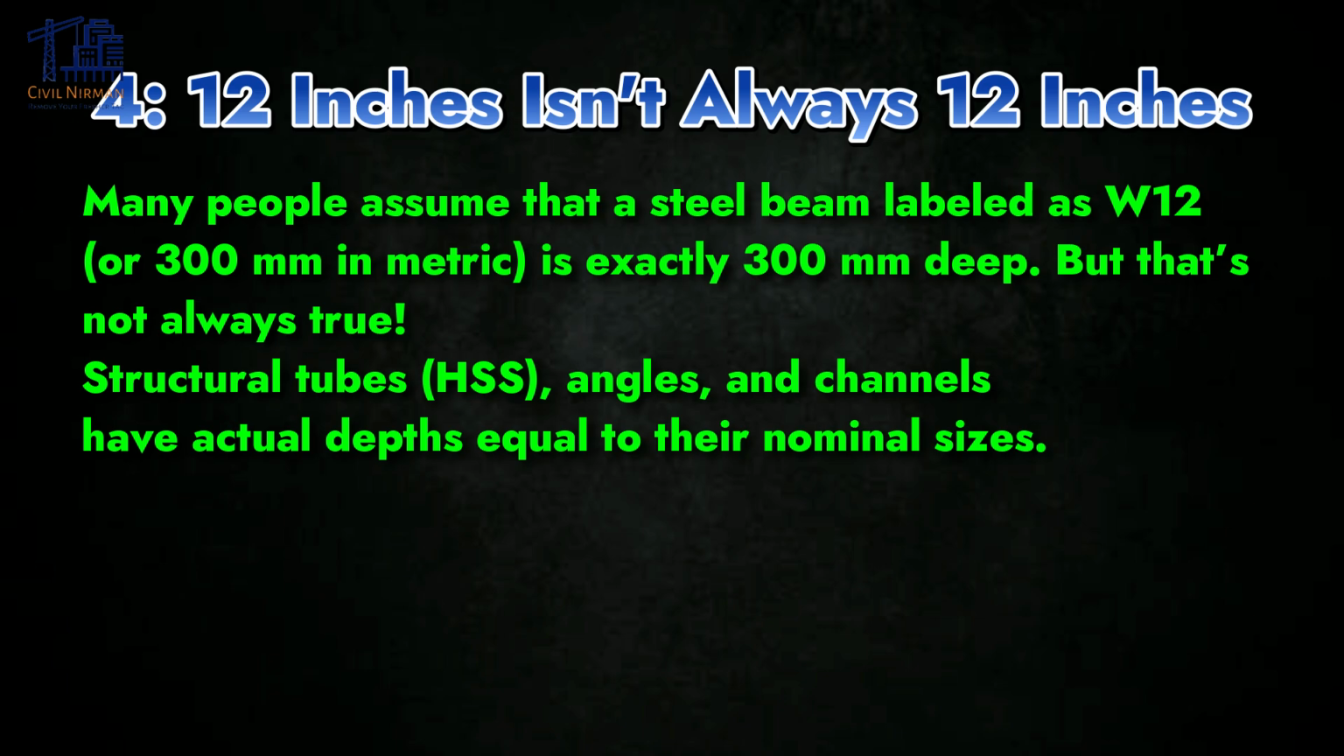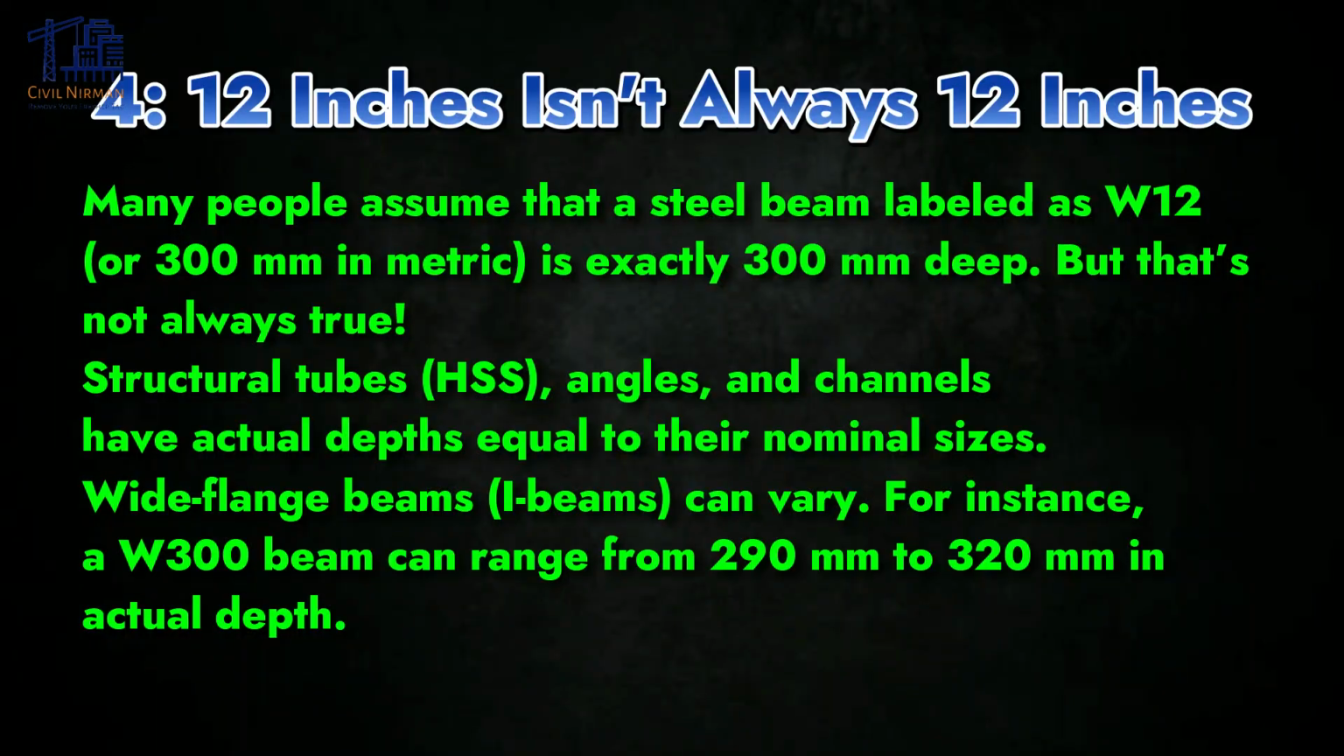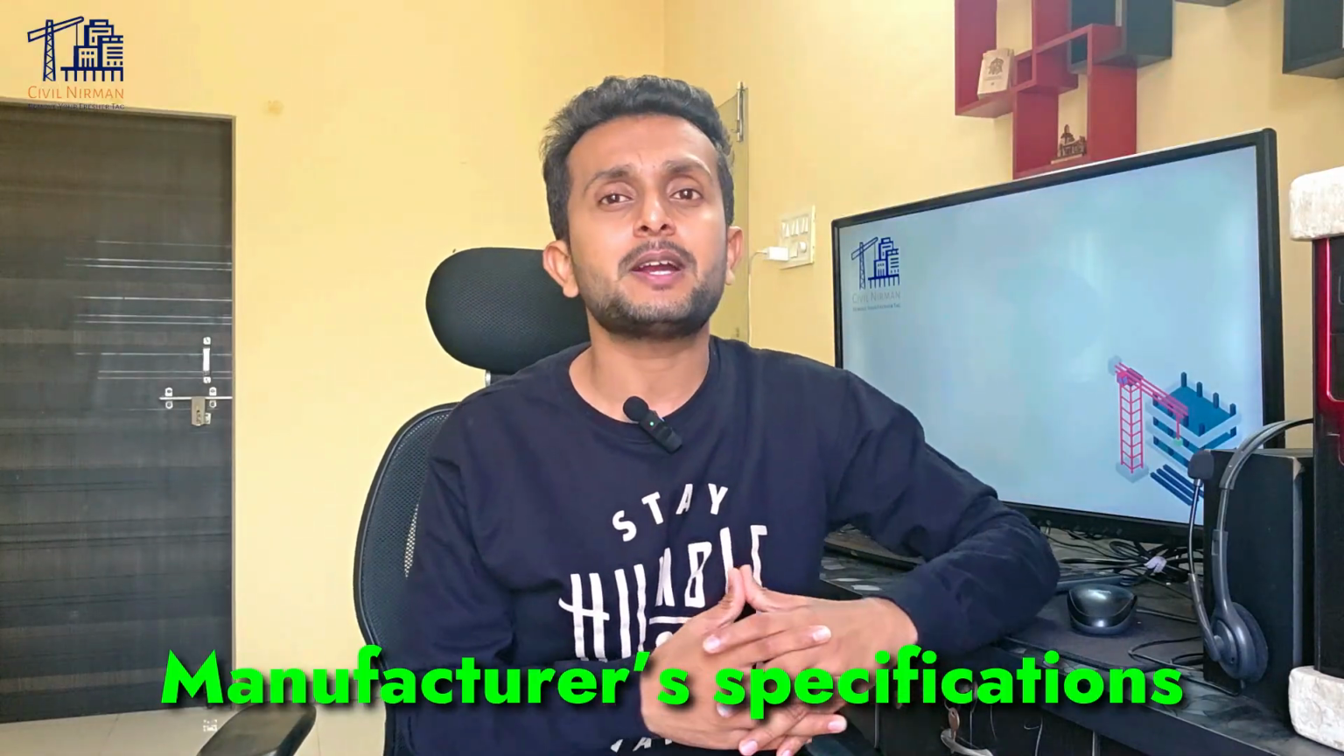See, structural tubes, angles and channels have actual depths equal to their nominal sizes. But for example, wide flange beams, those are I-beams, can vary. For instance, a W300 beam can range from 290 mm to 320 mm in actual depth. So always check the manufacturer's specifications before finalizing the selection.